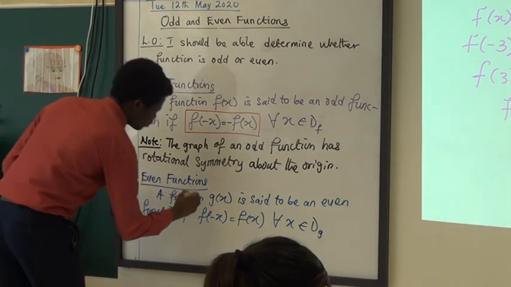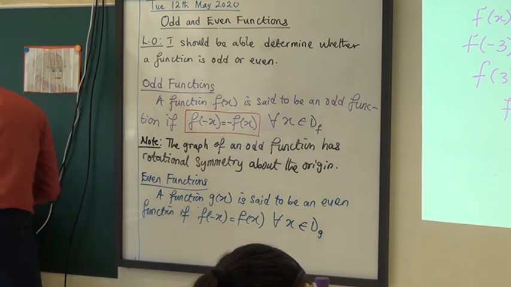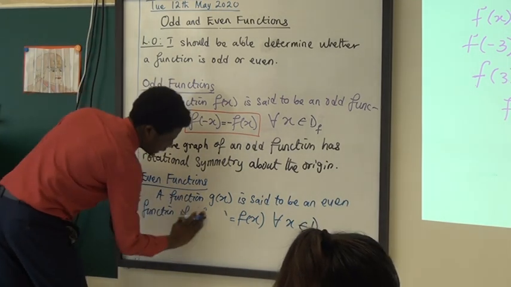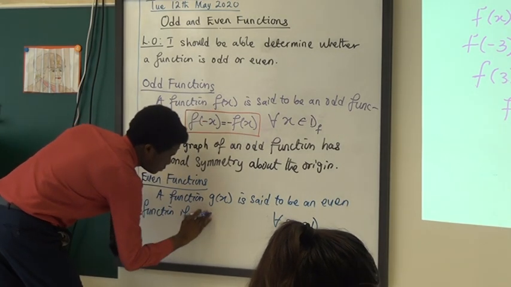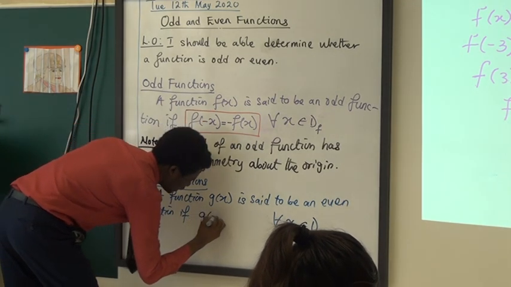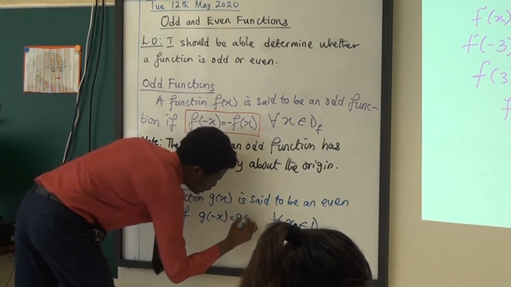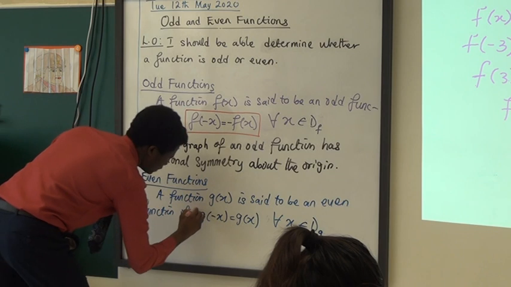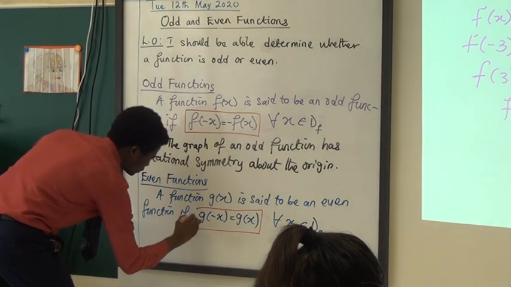So again, this is what we need. Did I say f again instead of g? That should have been g, since we changed it. If g of negative x equals g of x. Thank you. So this is what we need to work with today.